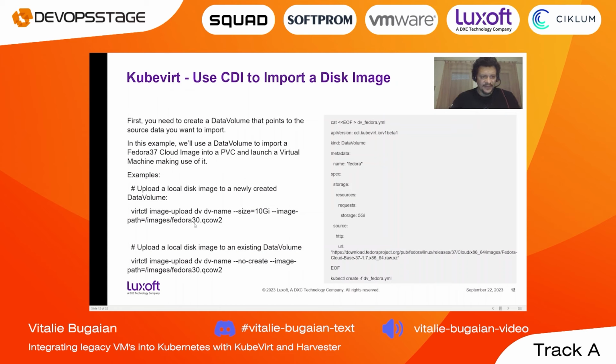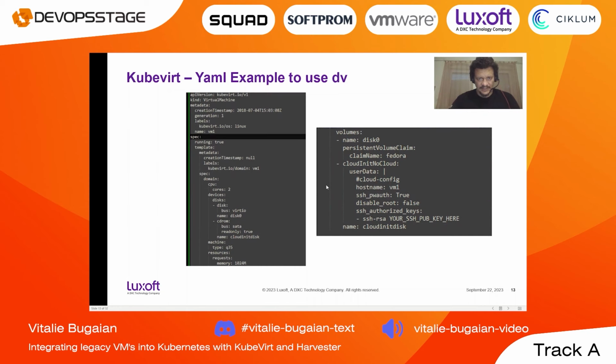Also, here I have an example. You can upload a local image. For example, your image is in images Fedora, and with virtctl, a tool that you can also install as a plugin into Kubernetes, you can upload this image to a data volume, and when you list PVCs, you will have it listed as a PVC.